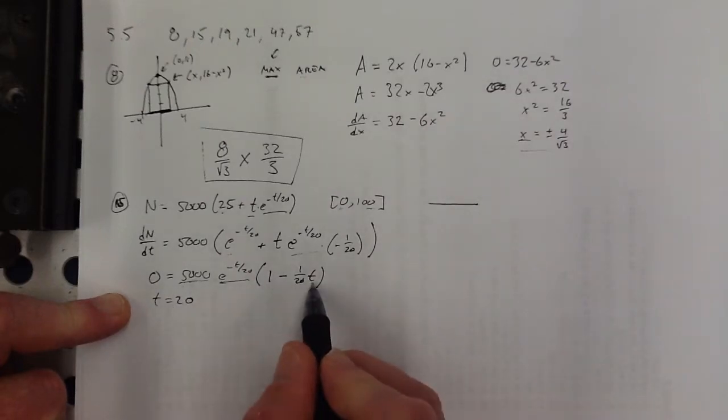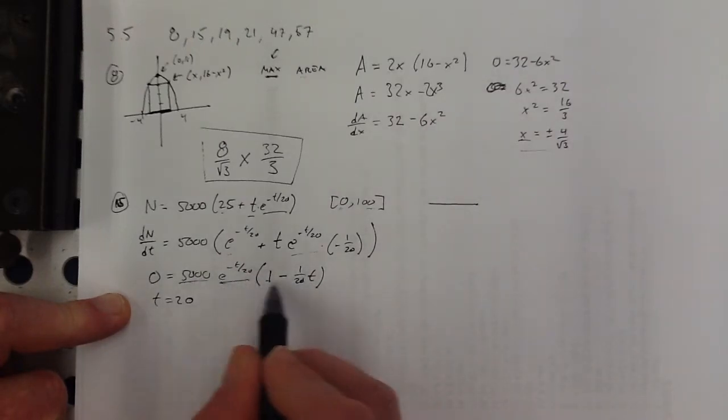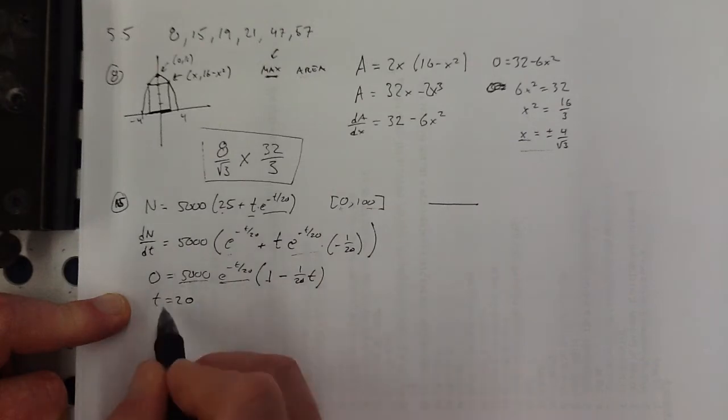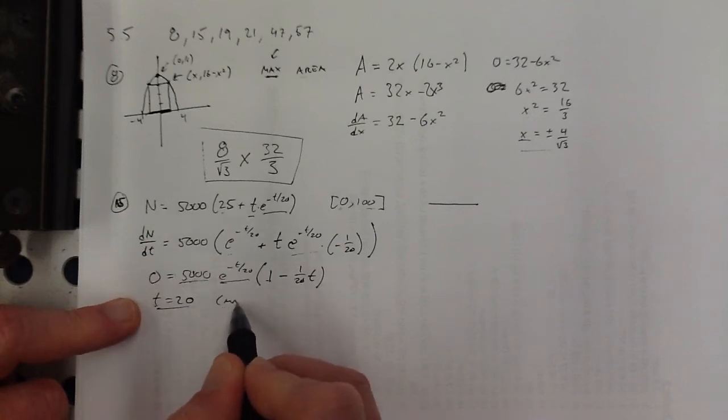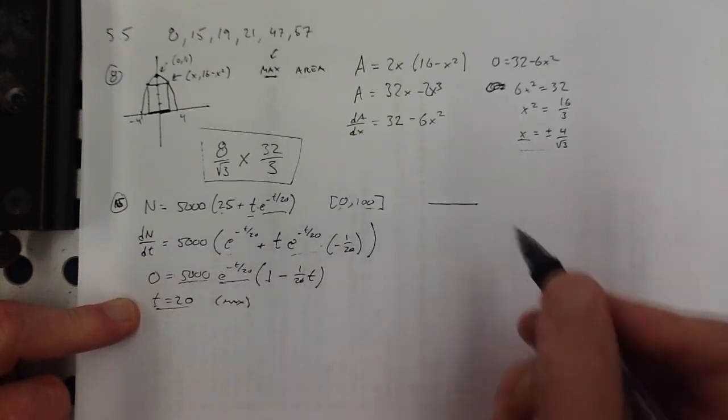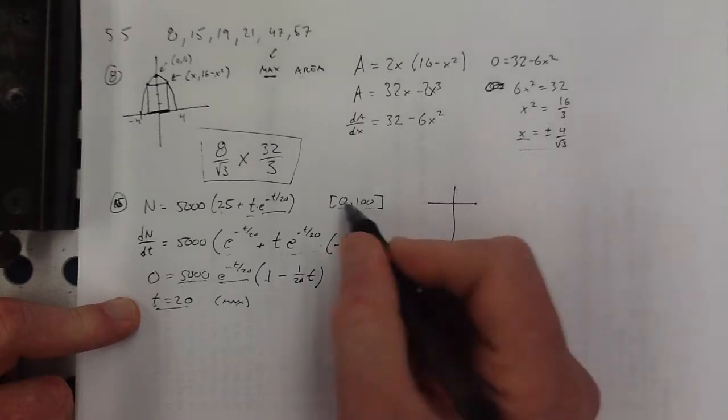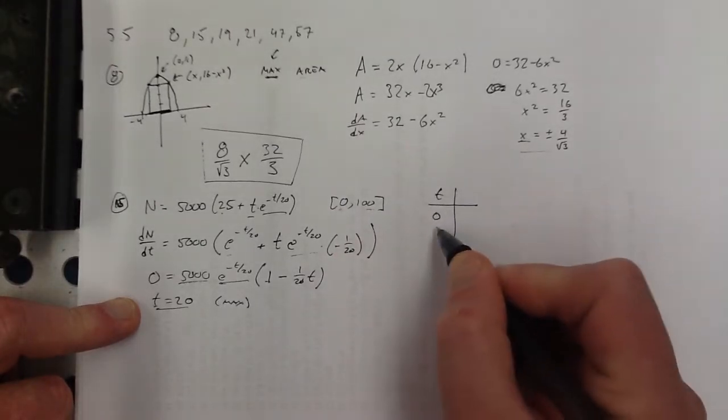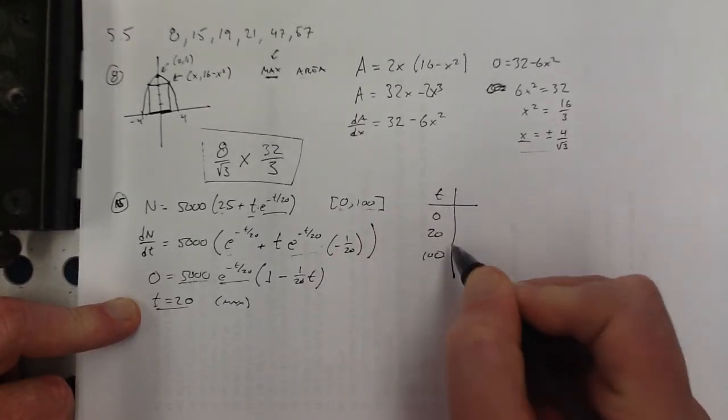But if these are both positive, this is a line with negative slope. So the derivative is going from positive to negative, which means this is a maximum. We should expect to see that. So we need to check the endpoints and 20.